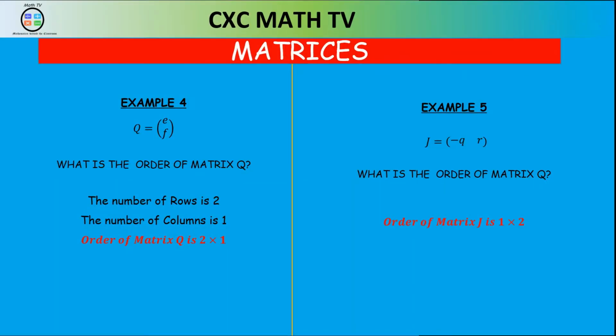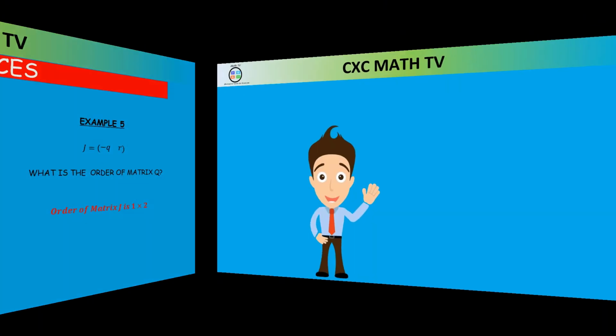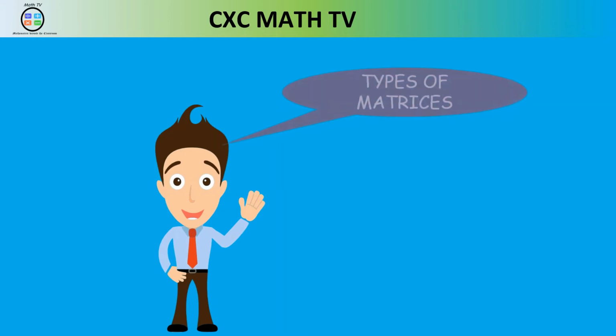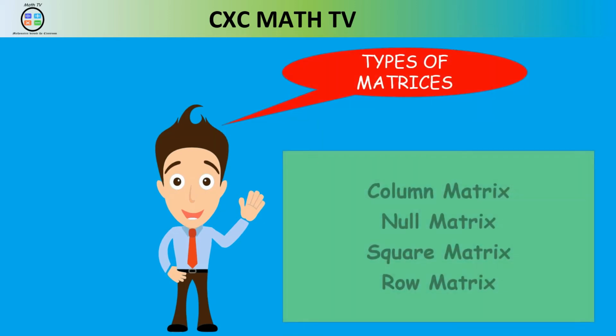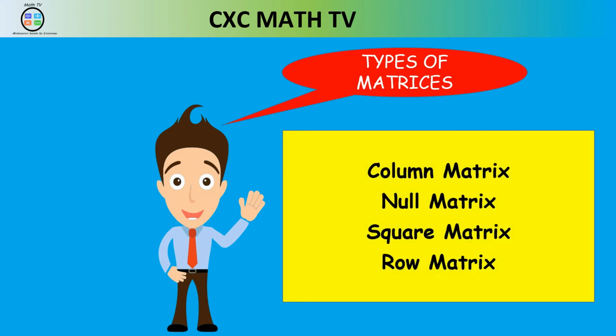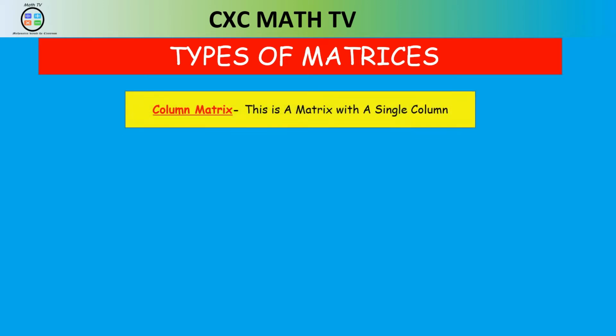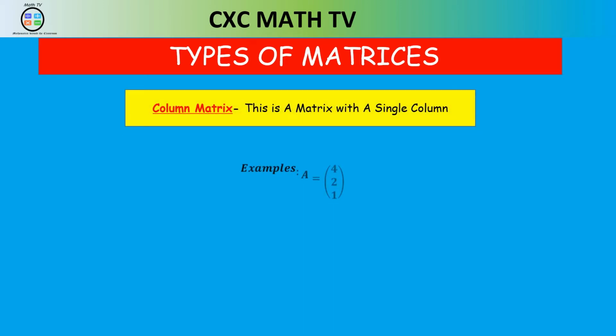The next thing we're going to look at is the types of matrices. Now there are 4 types that we really need to consider for CSEC mathematics in particular. We have column matrix, null matrix, square matrix, and row matrix. Let's start with the column matrix. The column matrix is a matrix with 1 single column. So examples, the matrix A, 4 2 1. As you can see, it has 3 rows but 1 column. So the order of matrix A is 3 by 1. So it's a column matrix.